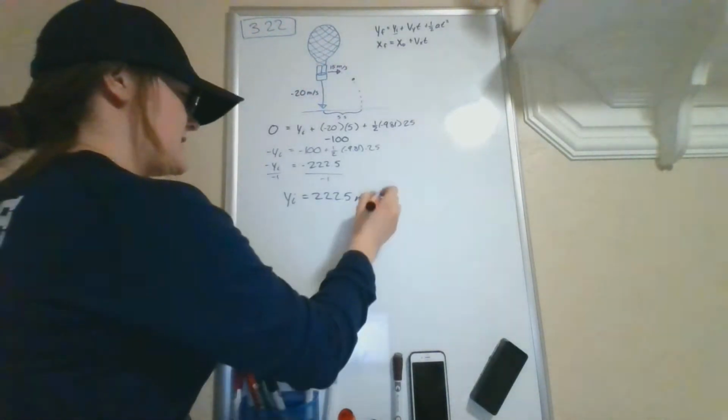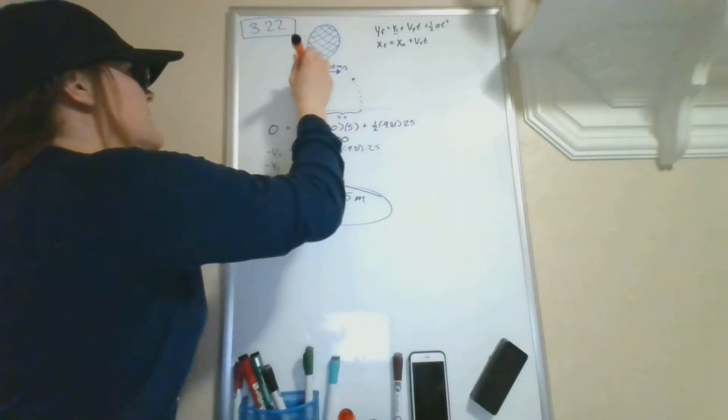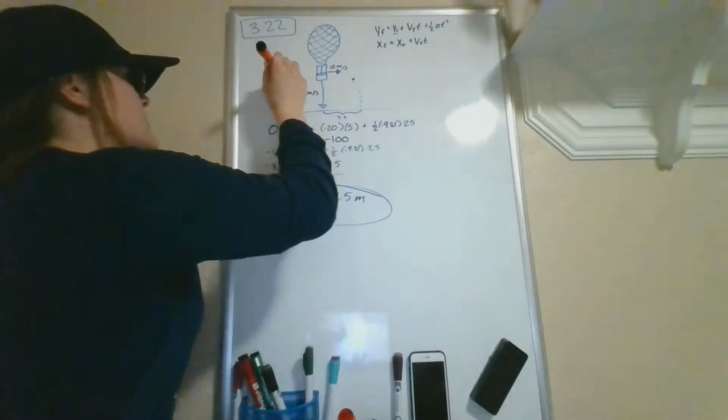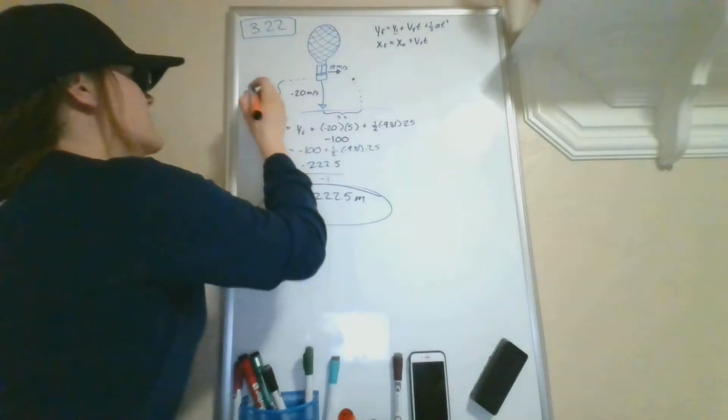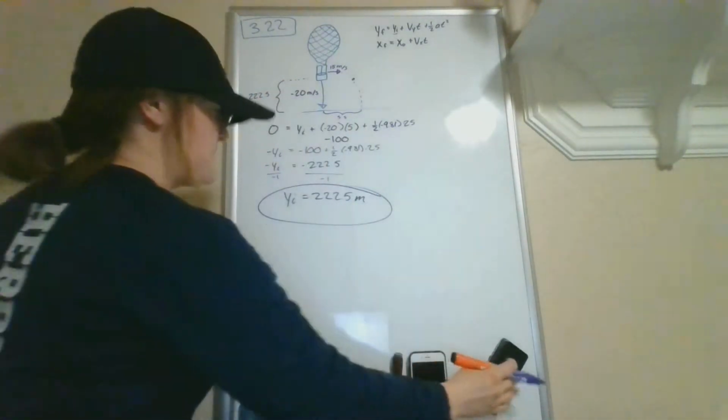Okay, and this is going to be important because we now need this number in our next equation. So let's go ahead and note the height of this balloon: 222.5. Okay.